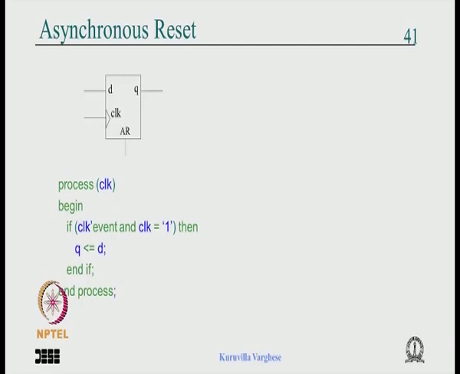So let us come to this part. We have looked at the code for a flip flop without considering the reset, and the code was like this: process clock begin, if clock'event and clock equal to 1, Q gets D, end if, end process. Now we know that practically we need to reset. In design you should have a reset for a flip flop.